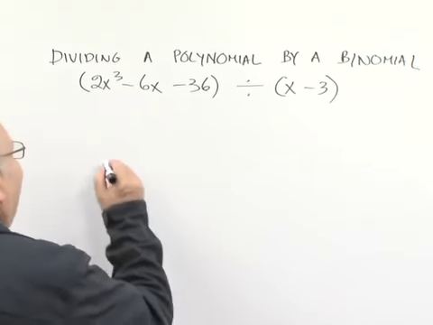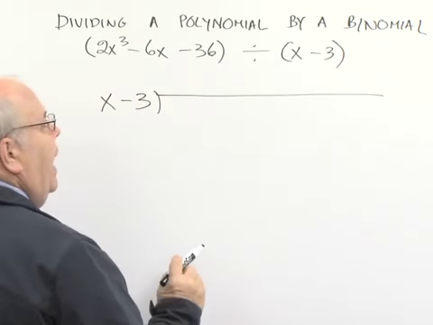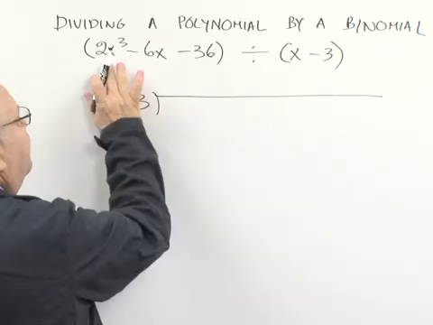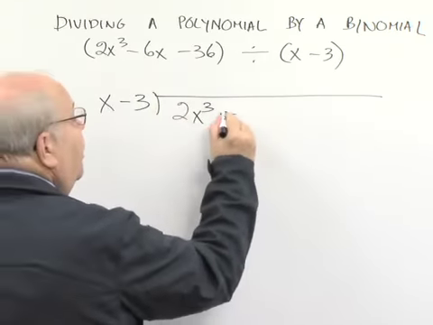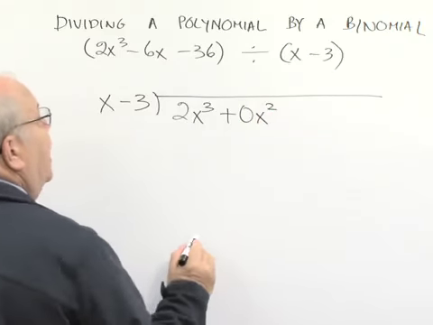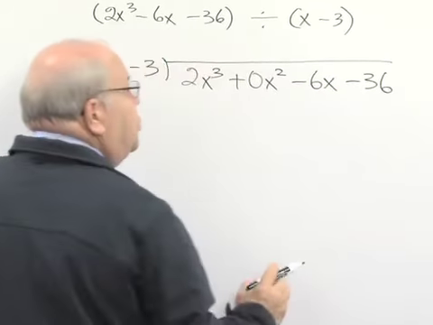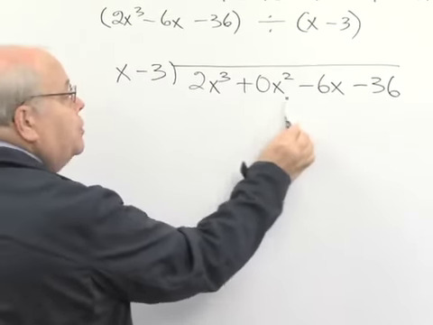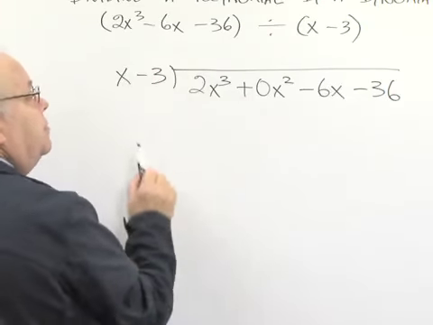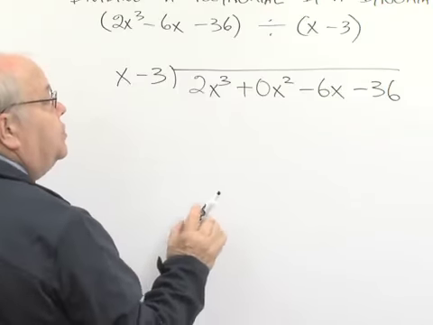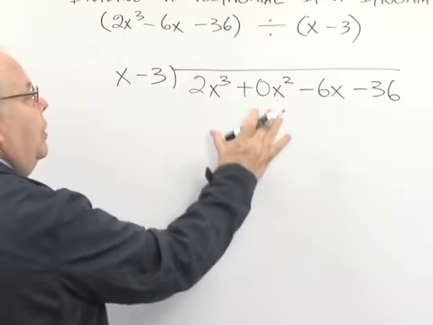We need to divide x minus 3 into a polynomial, but every single exponent has to be used. 2x cubed, there isn't any x squared, so we have to put in 0x squared, and then minus 6x, and then minus 36. So as we do our division, so that the columns will line up with the right exponents, if we see that a particular variable with an exponent is missing, we sometimes need to insert a 0 term in those places. Now, let's see how we do the division.